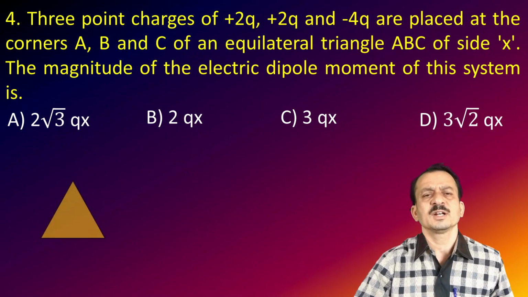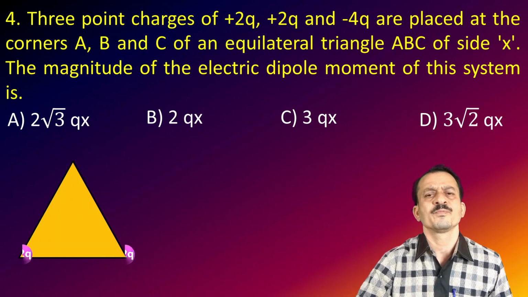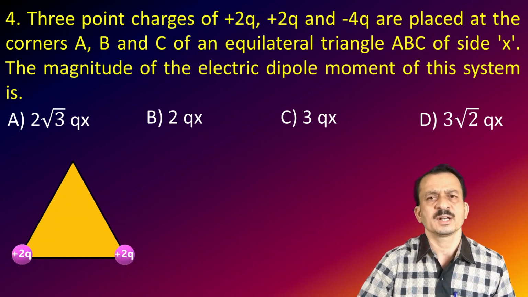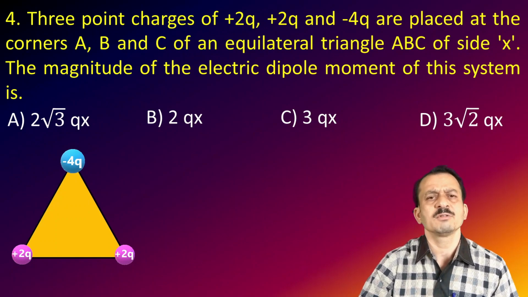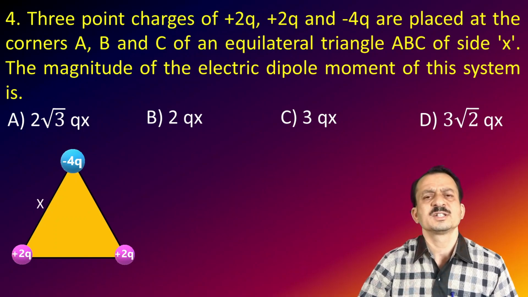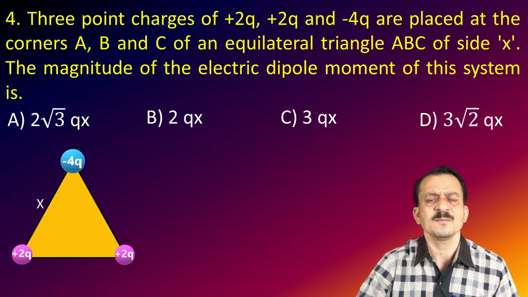So for that we will look at the diagram. We have a triangle. At the 3 corners they have given 3 charges. Now 2 charges, plus Q and plus Q, are at A and B, and the third charge, minus 4Q, is at the vertex C as shown in the diagram. Now for a dipole we should have 2 charges. Therefore at the bottom we have 2 equal charges, plus Q and plus Q. I will replace those 2 charges by a single charge of plus 2Q at the middle of those 2 positions. The distance between the charges is, each side is x.